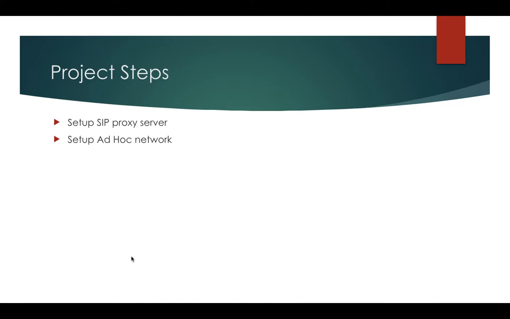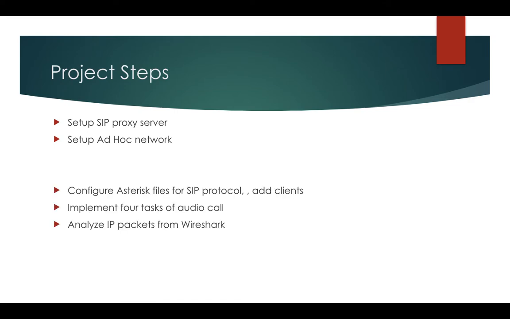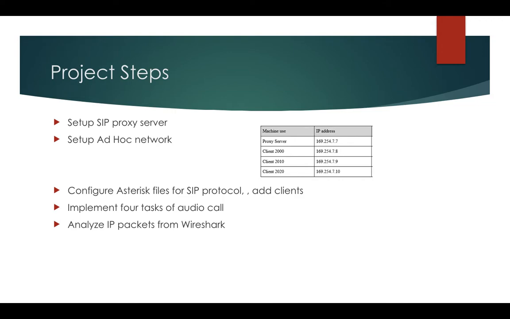So here are the project steps. First, I set up the SIP proxy server. That was a machine with Linux installed on it. And then I set up the ad hoc network, which had several steps as well. And then the next step was to configure Asterisk files for the SIP protocol, which I will talk about in detail later. And then add clients. Here are the 3 clients that I've added, and I've manually added the IP addresses for them as well. And then finally, I implemented 4 tasks, which I will talk about next, and analyzed IP packets from Wireshark.